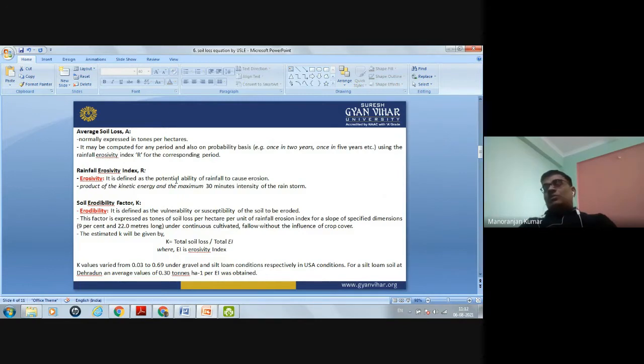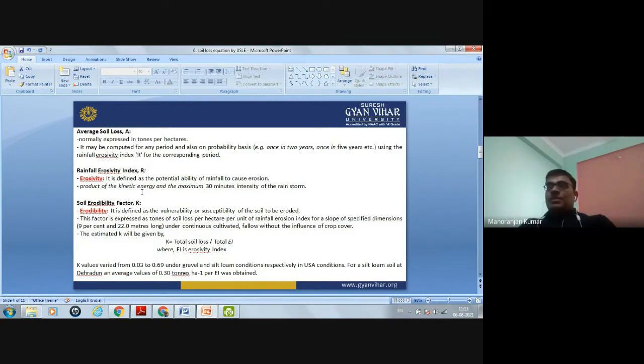Now the question is how you can calculate the erosivity for any rainfall. Erosivity is nothing but the product of the kinetic energy of the rainfall and the maximum 30-minute intensity. Taking any 30-minute duration from the beginning of rainfall to the end of rainfall, the rainfall intensity which is maximum is taken. If you multiply the kinetic energy of rainfall and the maximum 30-minute intensity, not minimum, not normal, maximum 30-minute rainfall intensity, then you will get the rainfall erosivity index R.